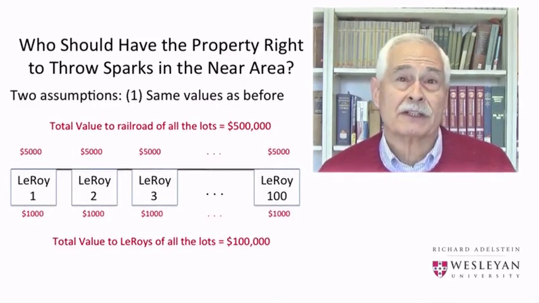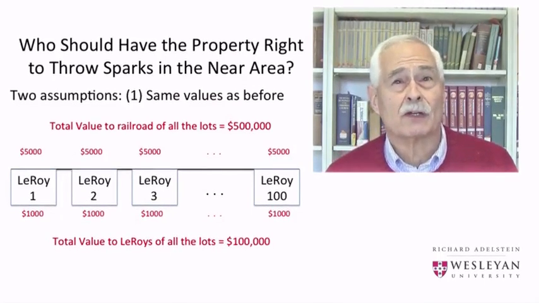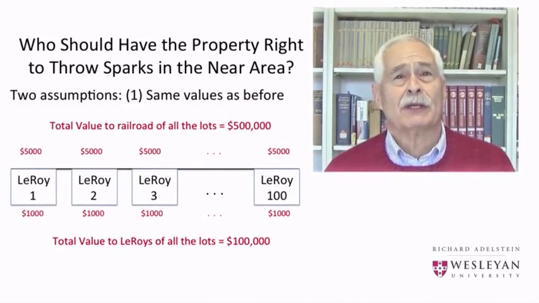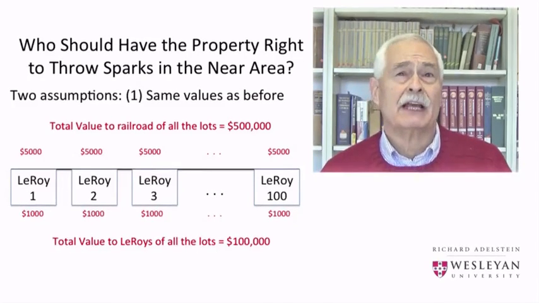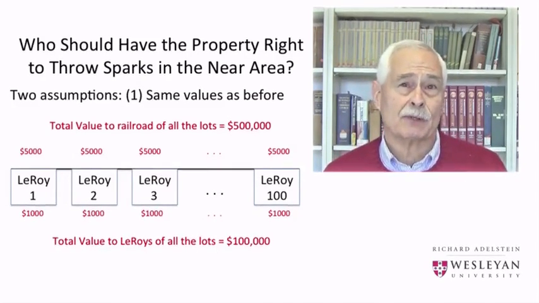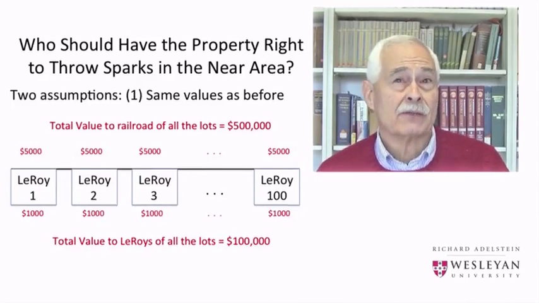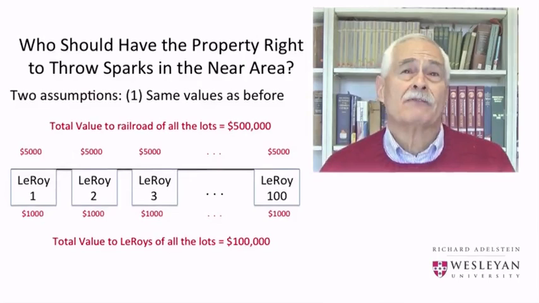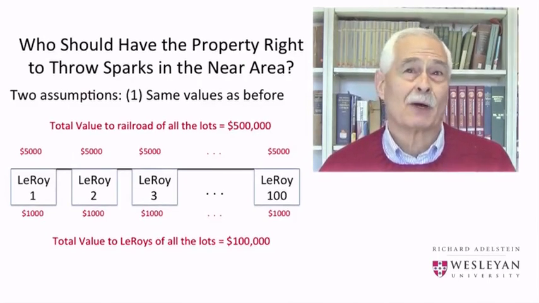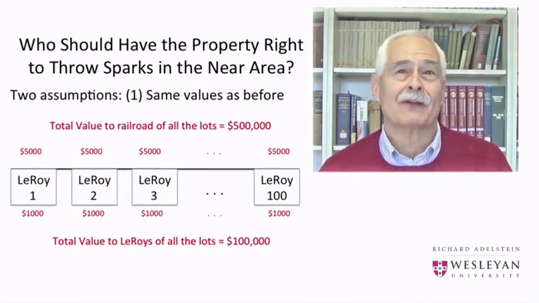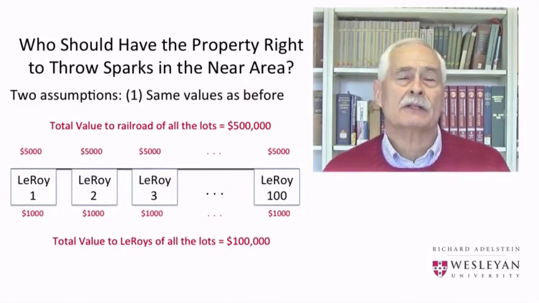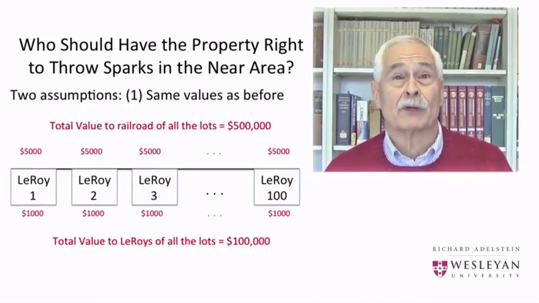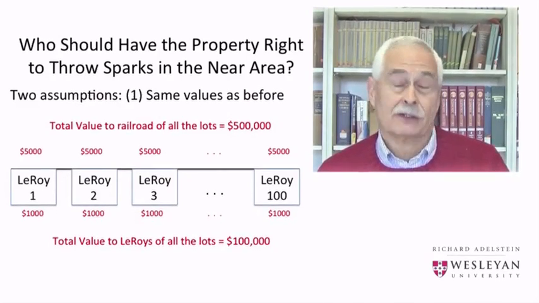So we'll start with a couple of other assumptions. The first of these assumptions is that for each of the 100 LeRoys along the way, the same values exist between the railroad and the LeRoy companies as existed in our earlier example. That is, for each of the LeRoy fiber companies along the line, the LeRoy companies value the property right to have sparks thrown on the near area of their yards at $1,000, and the railroad places a value on each of those 100 property rights of $5,000 for each of them.